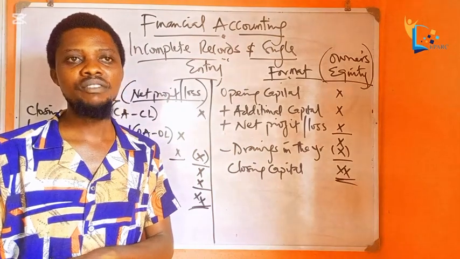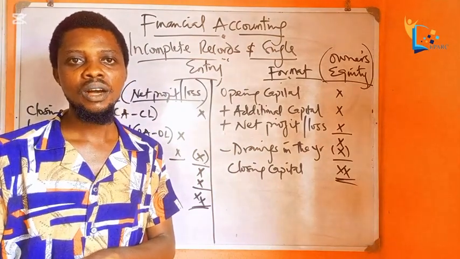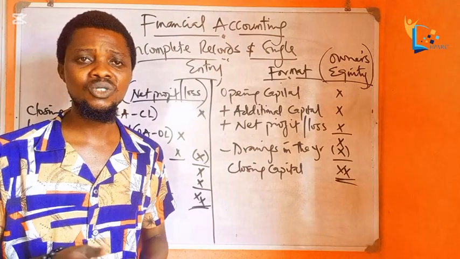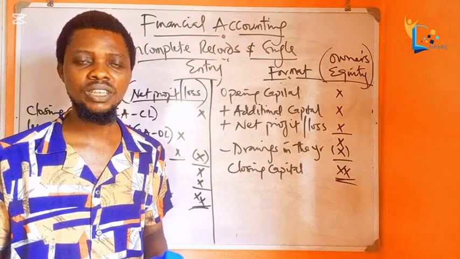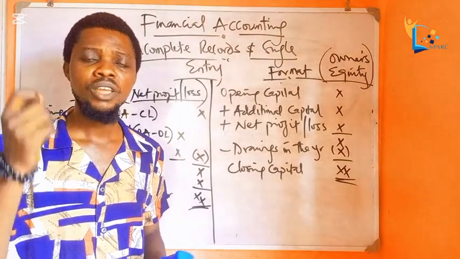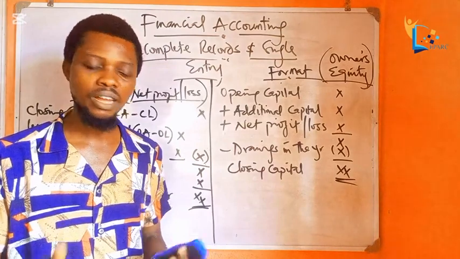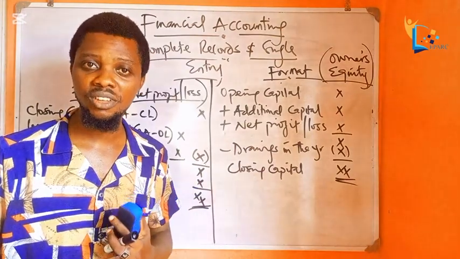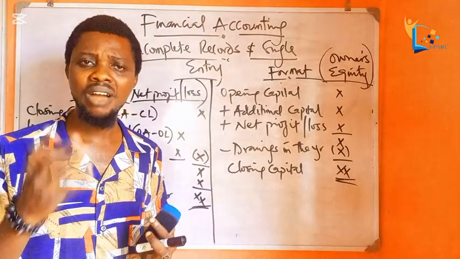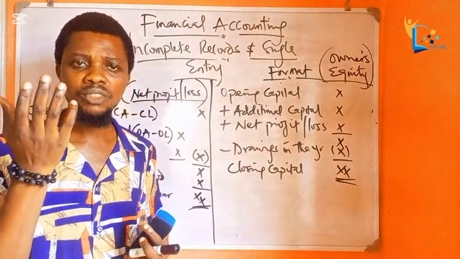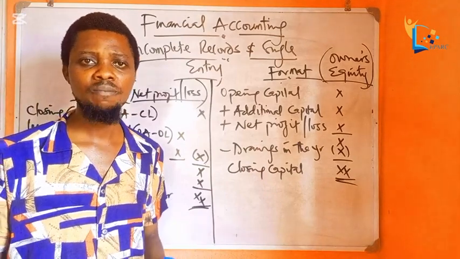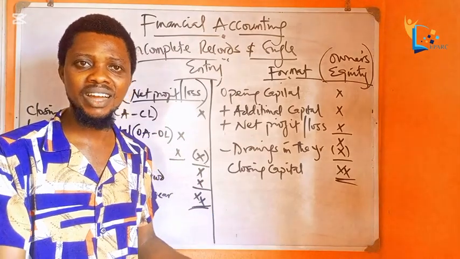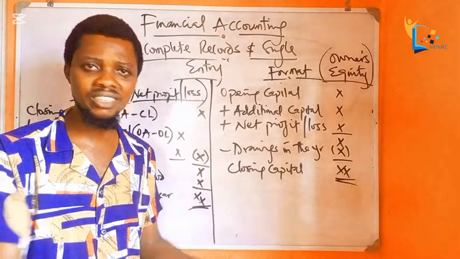Now you will have a situation where a company or a small business does not keep complete records that will help you as an accountant prepare the final accounts. The final accounts here are the income statement and the statement of financial position. You might have a situation where the business did not maintain a complete record that will help you prepare these final accounts straight ahead.